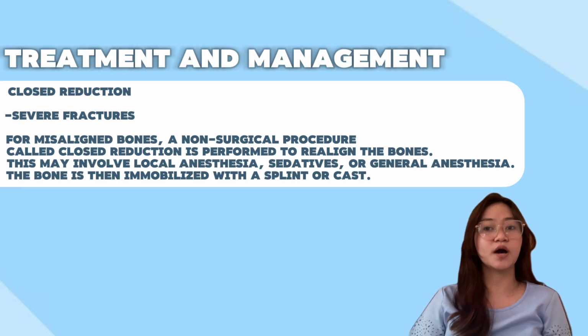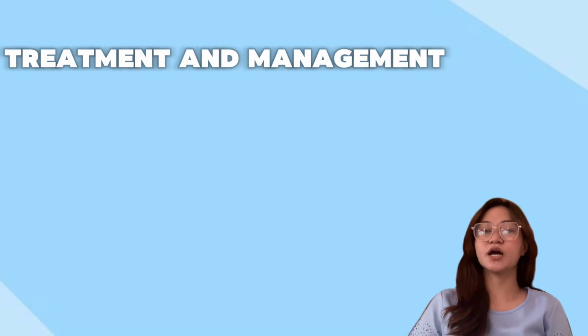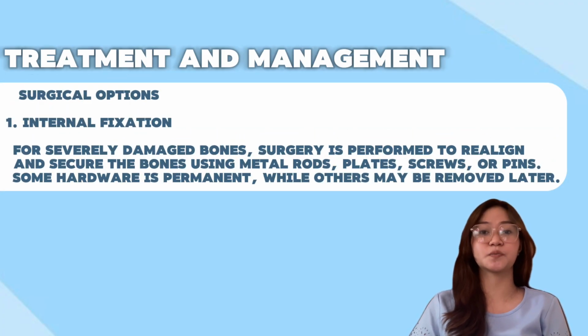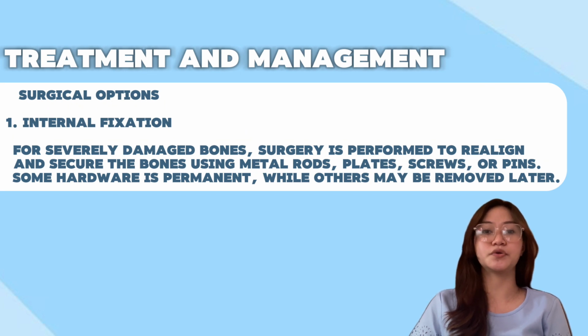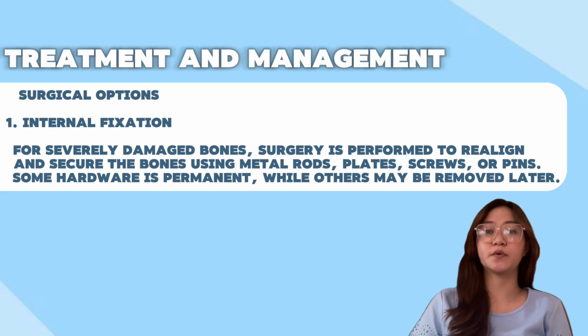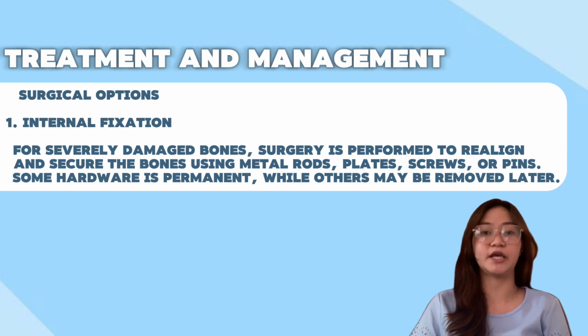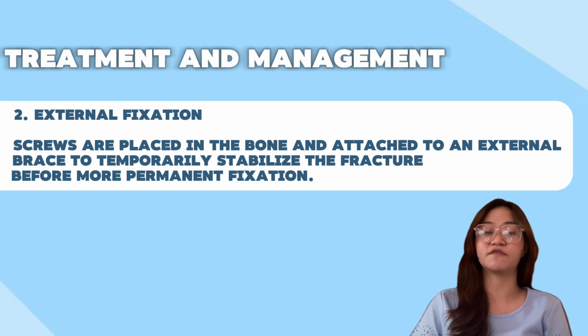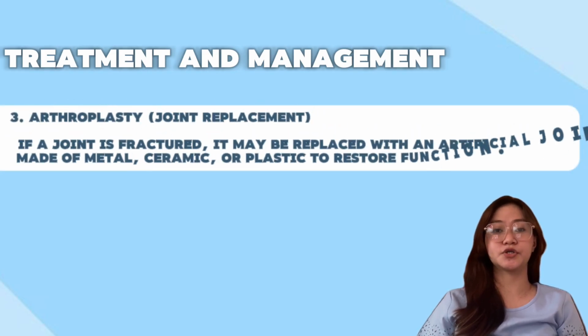Closed reduction. Severe fracture. For misaligned bones, a non-surgical procedure called closed reduction is performed to realign the bones. This may involve local anesthesia, sedative, or general anesthesia. The bone is then immobilized with a splint or a cast. Surgical option. Internal fixation. For severely damaged bones, surgery is performed to realign and secure the bone using metal rods, plates, screws, or pins. Some hardware is permanent while others may be removed later.